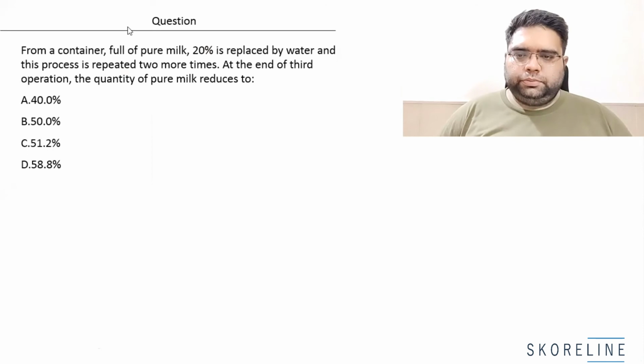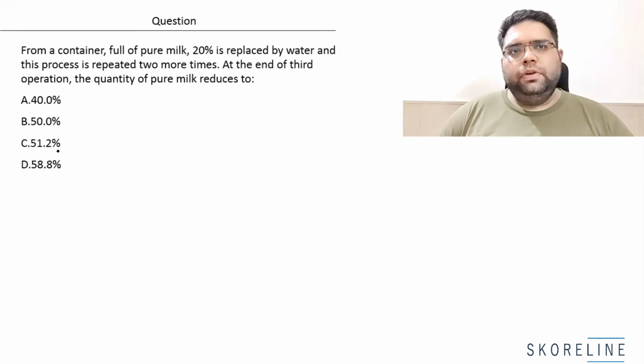And so see this question now. The question says, from a container full of pure milk, 20% is replaced with water, and this process is repeated 2 more times. At the end of the third operation, the quantity of pure milk reduces. Right? So you're given the options, the answer in percentage.